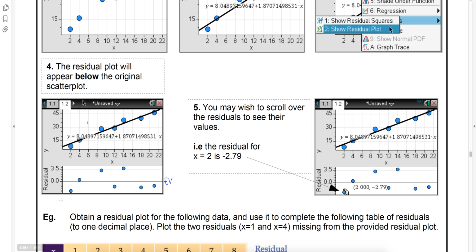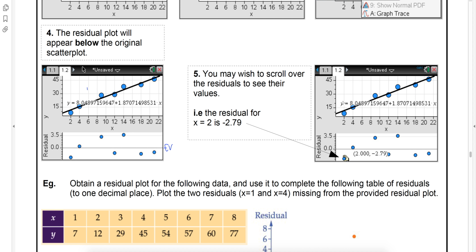On this axis, that's your residual axis, so that's how big the residual is. And remember, it will have the same unit as your RV. If you want to know an individual value, all you need to do is scroll over it. So for when X is 2, because you can just scroll straight down from 2, you can see that the residual is negative 2.79.